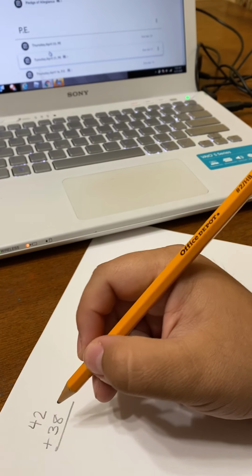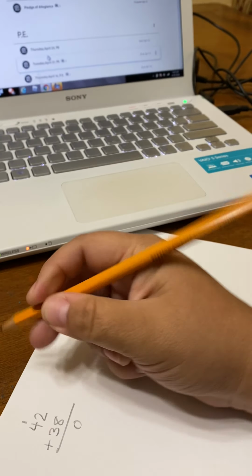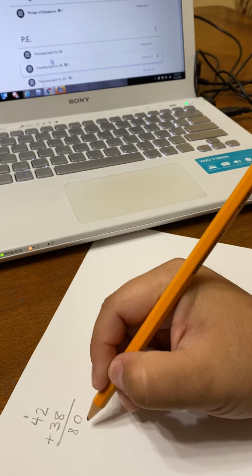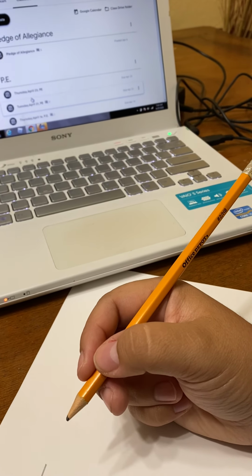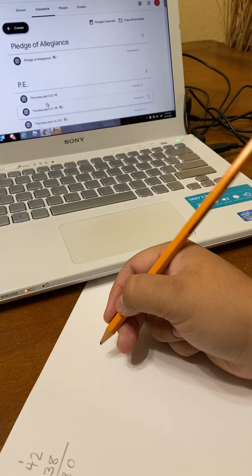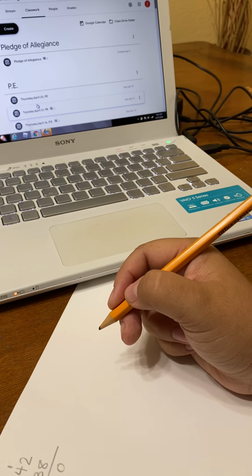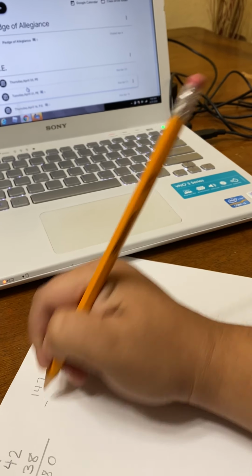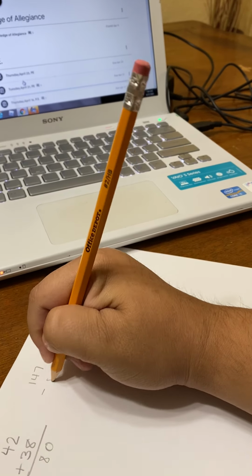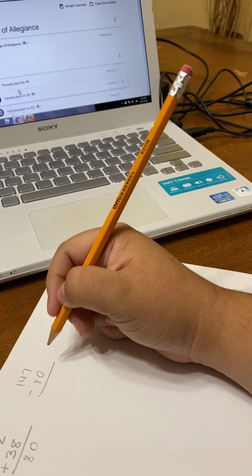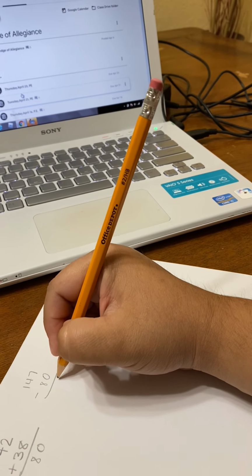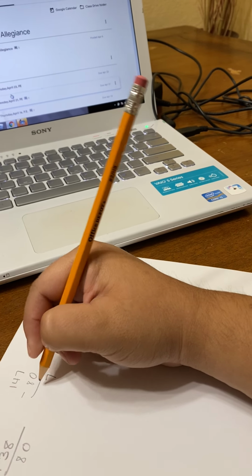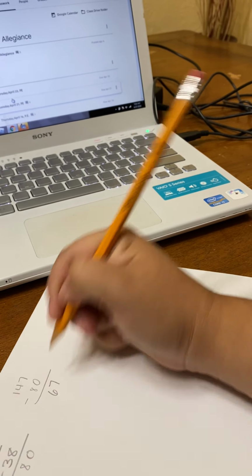So 8 plus 2 is 10, carry the 1. 1 plus 4 is 5, plus 3 is 8. So there's 80 books between Daniel and Noah. Now it says that Matthew has 147 minus the amount we just got, which is 80. Let's see. So 7 minus 0 is 7. 4 cannot take from 8. So 14 minus 8 is 6.